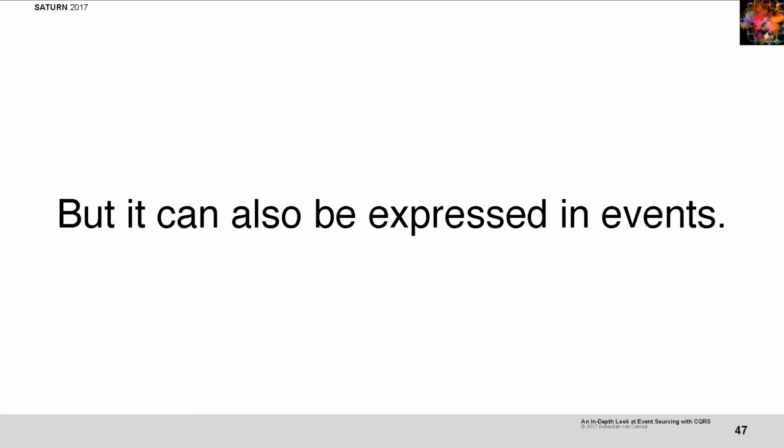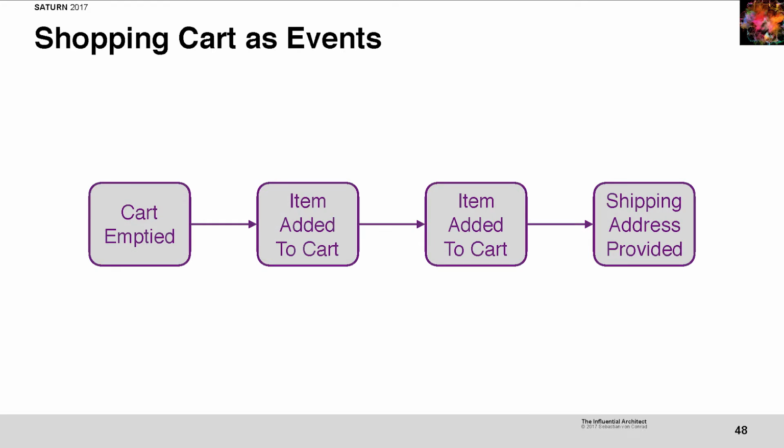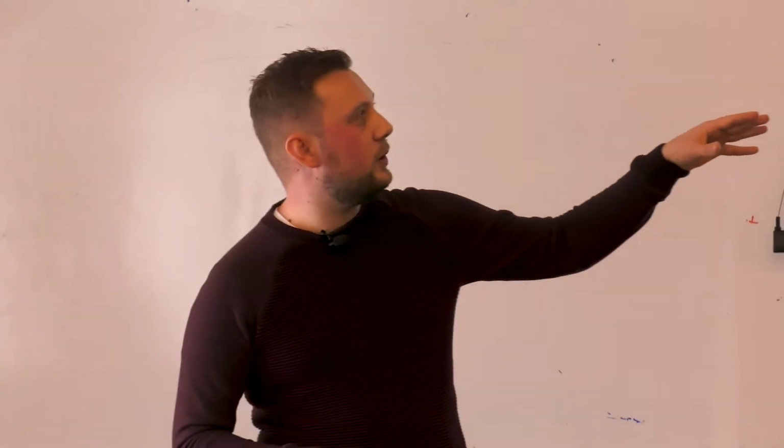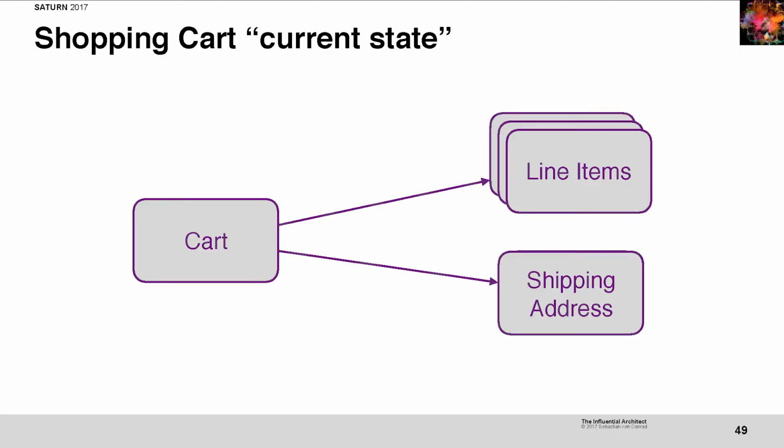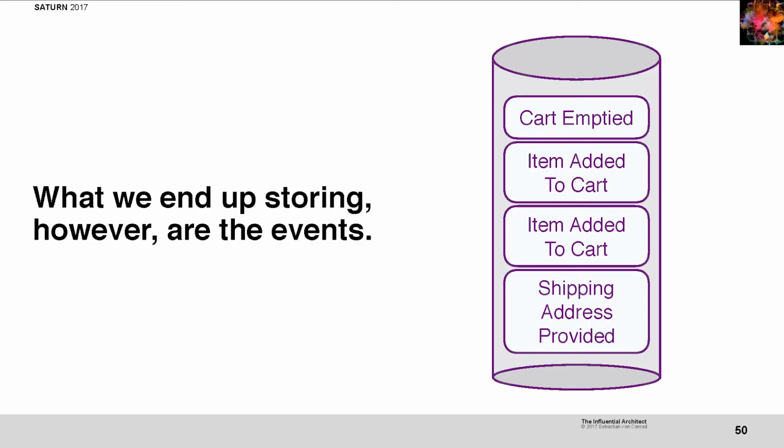But this same data can also be expressed in events. How we might do that is that we start out with an empty cart, and then we add an item to the cart, and then we add another item to the cart, and then we provide a shipping address. Using these 4 events, we can build up this, right? But what we actually store is not this, but the events. These are the things that we persist into our database.